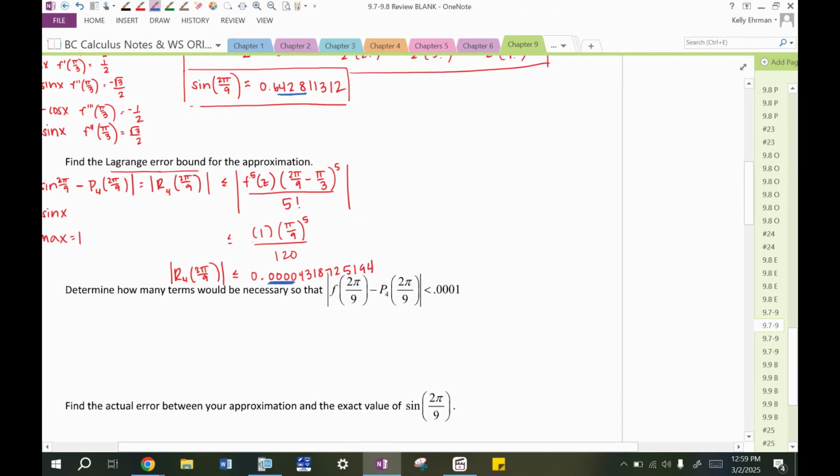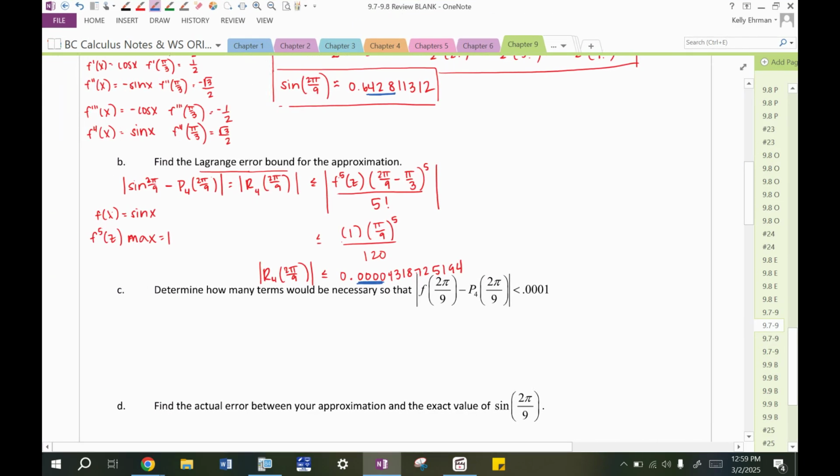All right. What about the next question? So the next question says, this was the answer to this one. Next question says, determine how many terms would be necessary so that this difference, this error bound, is less than 0.0001. So let's assume it's still talking about Lagrange. All right, so that just changes this to saying, and this should not be P4. This should say P N.